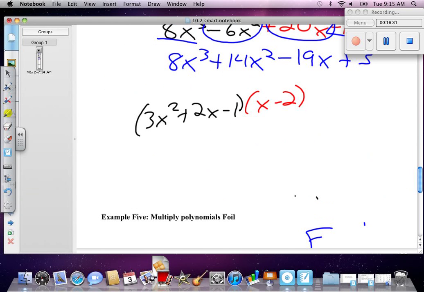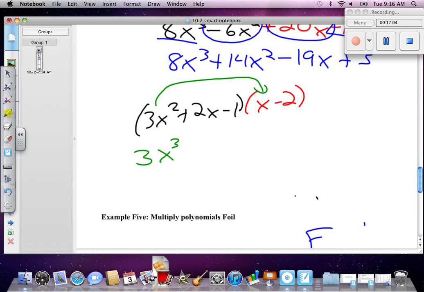Okay, what did I leave off with? So Jalen, what two numbers do I multiply first together? Okay, and where am I going? X. So what does that give you? What's 3x squared times x? 3 times 1 is 3, x squared times x is x to the 3. Okay.